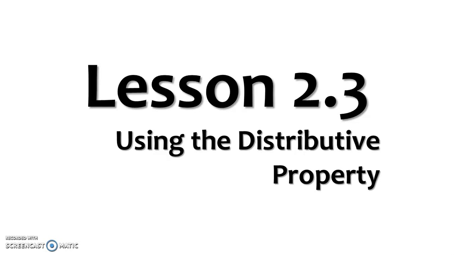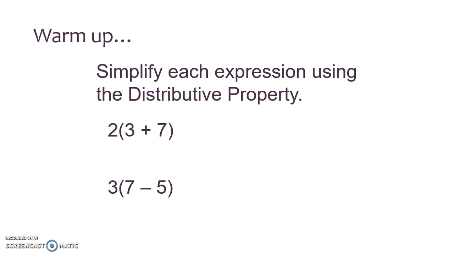Alright, let's go ahead and get into lesson 2.3, using the distributive property. So this begins on page 56 in your textbook. So to warm up, we've used the distributive property before, but we probably haven't used it with positives and negatives. So that's where we're going to start to see a little bit of a difference.